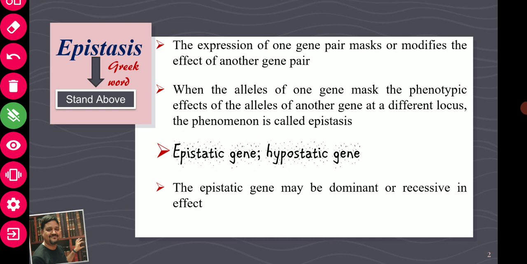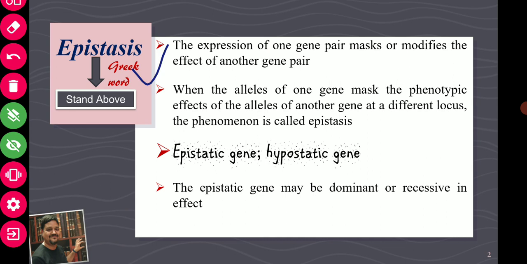So, what is epistasis? It is a Greek word which is made up of two different words, that is epi and stand. So the meaning of these two words is standing above. Epi means above and stand means stand. So that means something is standing above. That is the literal meaning of epistasis.